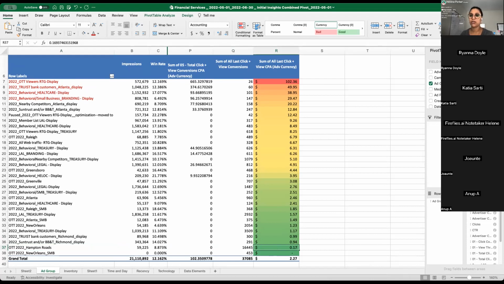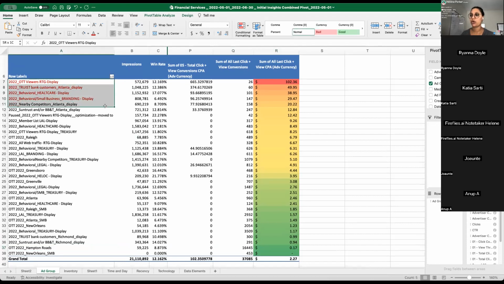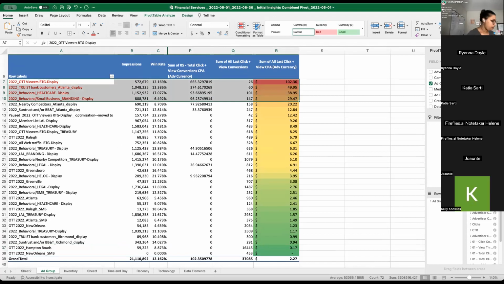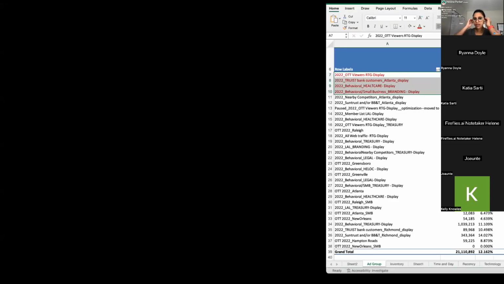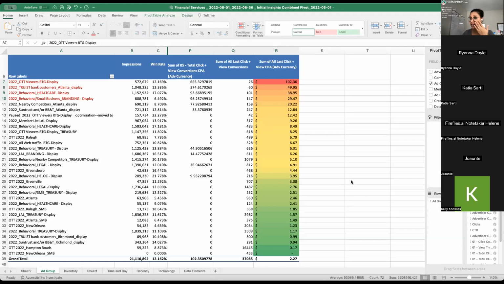Can anybody tell me? Just unmute yourself and try to guess. Why would I not only look at the worst performing ad group? Why should I also look at the best performing ad group and optimize them? I would say the top performing you, for one, could learn from for future campaigns, but then you could also, when you optimize it, get an even lower CPA and continue to increase the efficiency and performance of it. Yeah, that's exactly right.